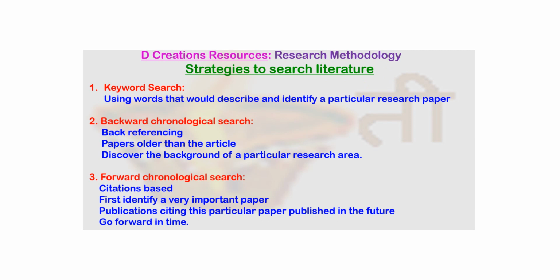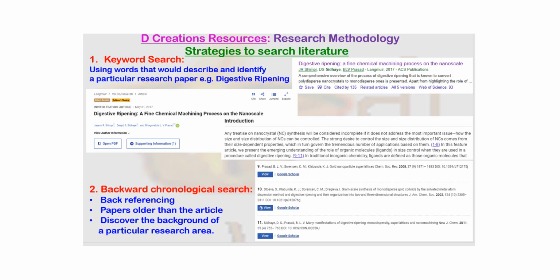So I'm going to take an example. So we've gone to Google Scholar and we've given the keyword search as digestive ripening. And in the different papers that we've got, one result is this paper, digestive ripening, a fine chemical machining process of the nanoscale. So this is one of the papers that we have got. Now, of course, I'm sure you will recollect what all information this paper is going to lead you to, but this is the simplest example of keyword search.